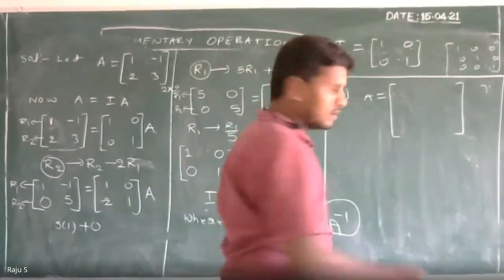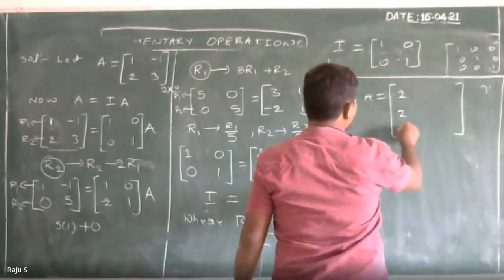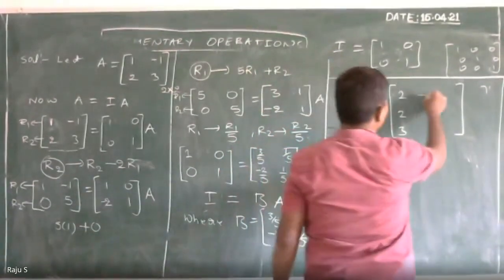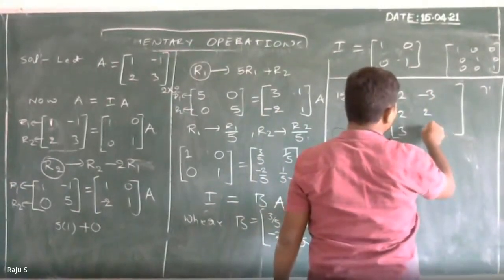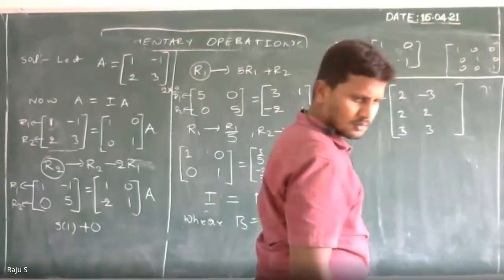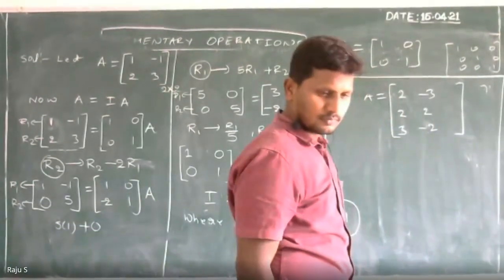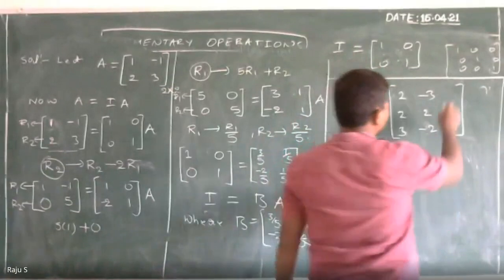The question is 2, 2, 3, minus 3, 2, so minus 2, 3, 3, 2.